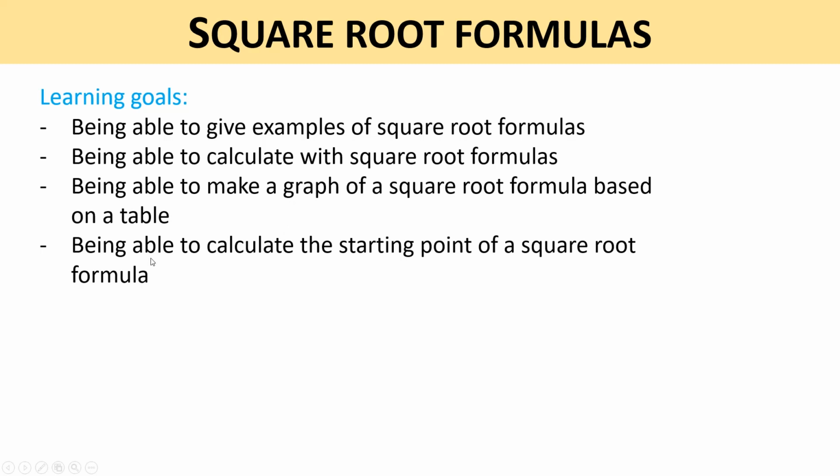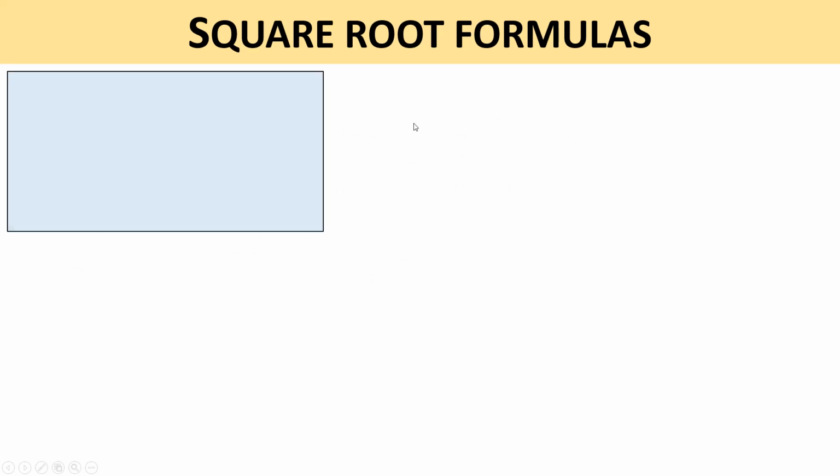So finally, we'll also look at how we can find out what the starting point is of the graph of a square root formula. So I assume you are familiar with formulas already. A formula is basically a set of rules that tells you what to do with a specific number. So the formula y equals 2x squared plus 5 tells you that whatever number you replace x by, you have to square that number, then multiply by 2, and then add 5.